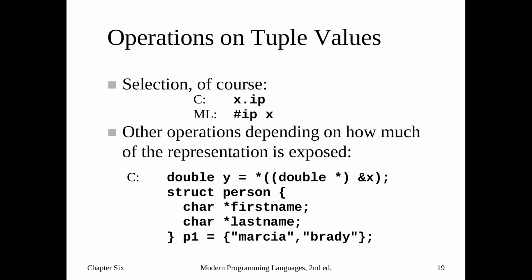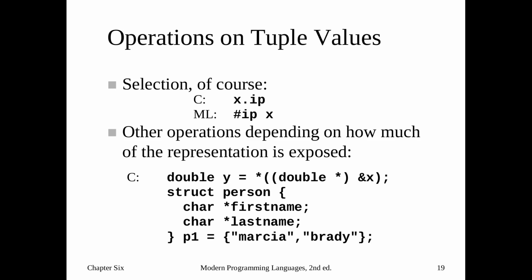There are operations on tuple values, right? We can, and this goes back to ML, for instance, we have the sharp number that gives us the capability to select an element from within a tuple. In C, whenever we're operating on a struct or a union, we can use the dot notation to find the different elements.